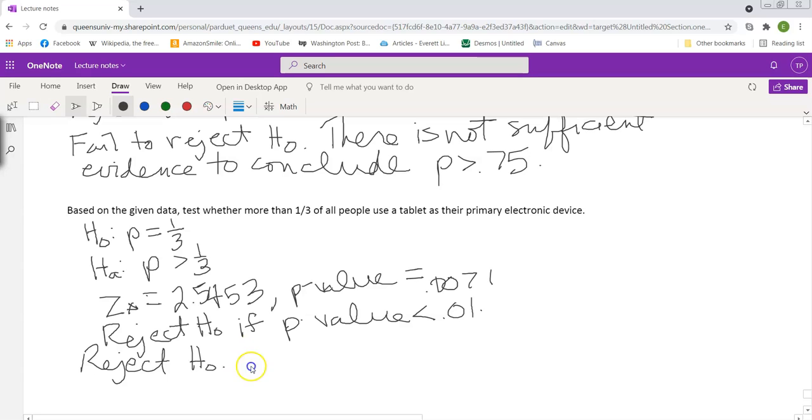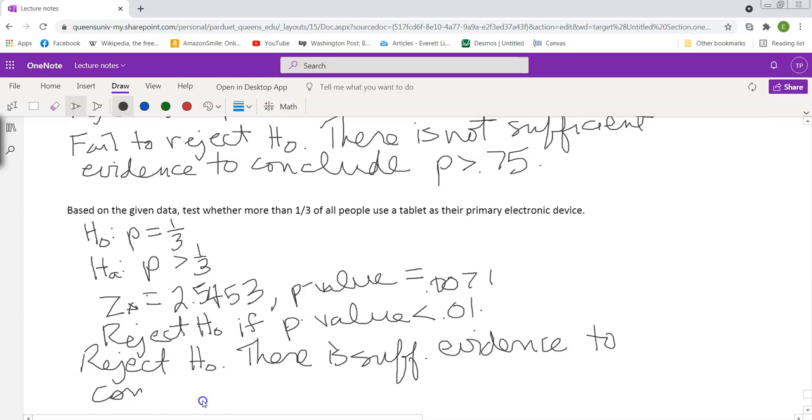And say that this is sufficient evidence to conclude that P is greater than 1/3. So even if you can't see that, you know that's what I'm writing, because my mouse pen is cranky today.